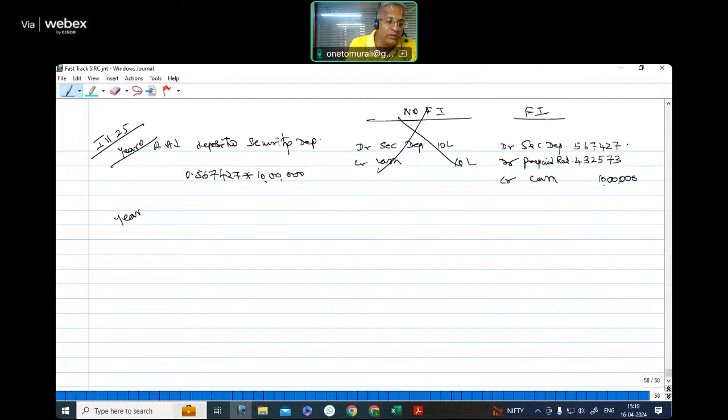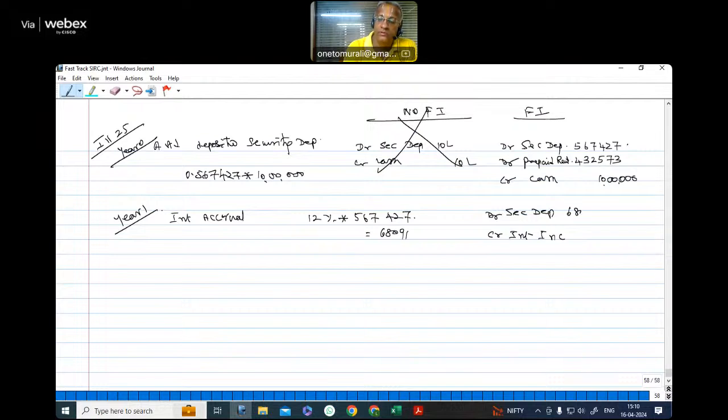So by year number 1, we have to take up this interest accrual. Though you are not receiving any amount of cash, debit security deposit, credit interest income. 12% on 567,427 is 68,091.